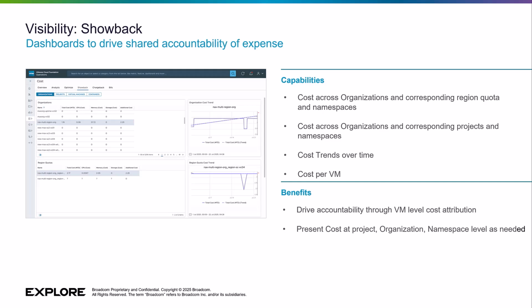And so with Showback, you can do a couple things. You can present costs at a project, an organization, or a namespace level as needed. You're able to view the cost per VM, and you're also able to see cost trends over time. And as you're using this tool, to make costs more visible to those different departments, those different lines of businesses, so that they can understand and ultimately take accountability or responsibility for their usage. You're becoming more of a business partner here, right?